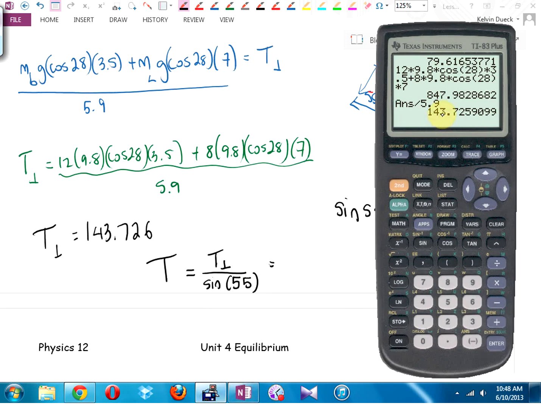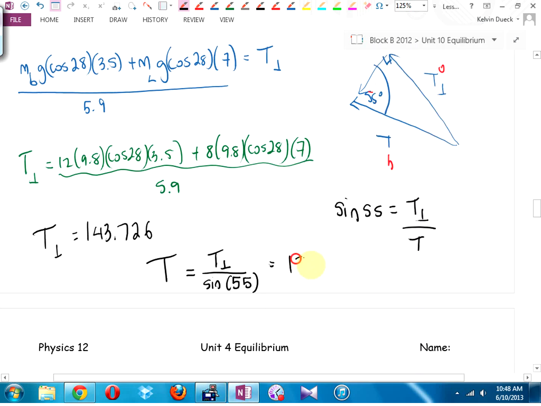I got perpendicular still stored on my calculator, divided by sine 55. And I get 175 newtons.